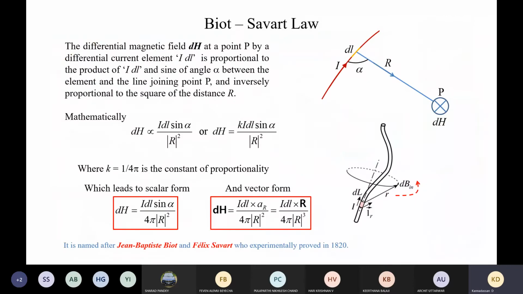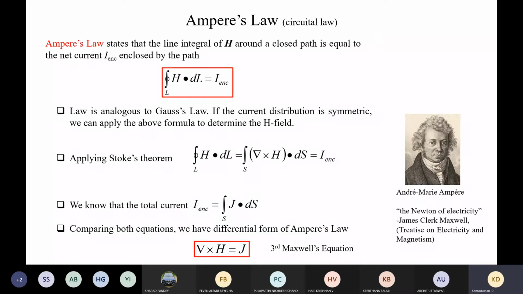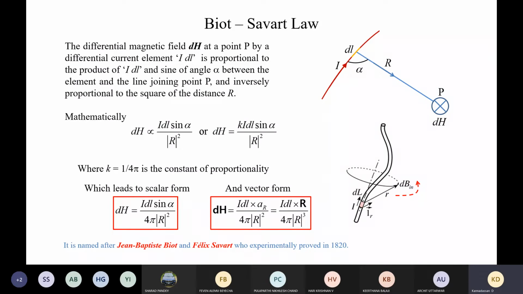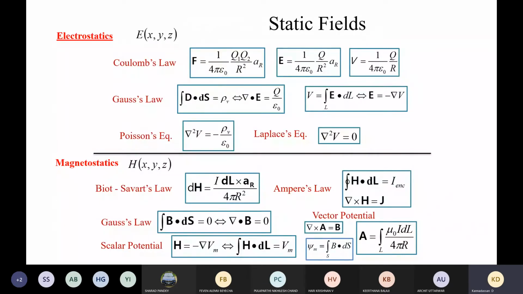In a very similar manner, we have two other laws for magnetostatics: the Biot-Savart law and Ampere's law. These two laws tell the same phenomenon, that a current is going to produce a magnetic field, and similarly the magnetic field is going to produce the current. Both these laws describe magnetostatics.